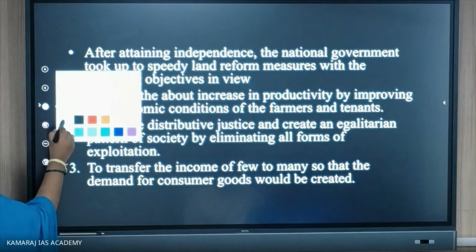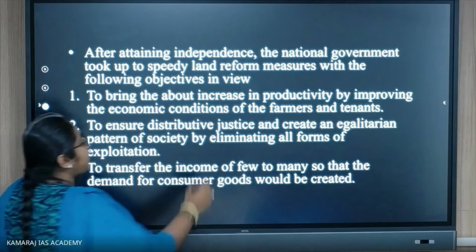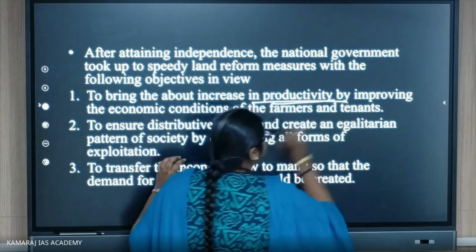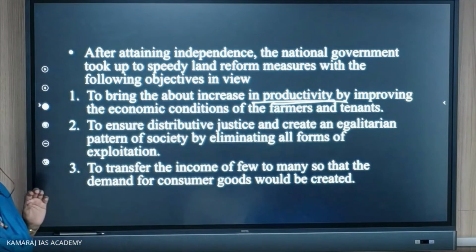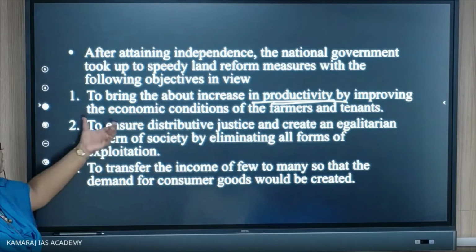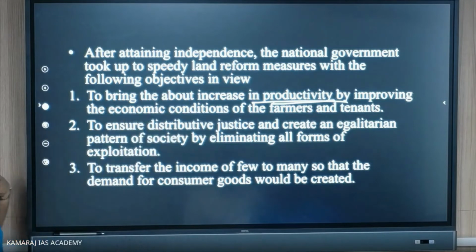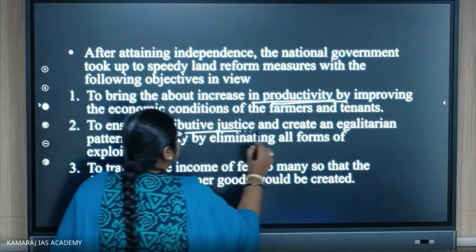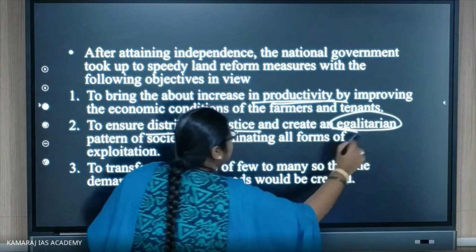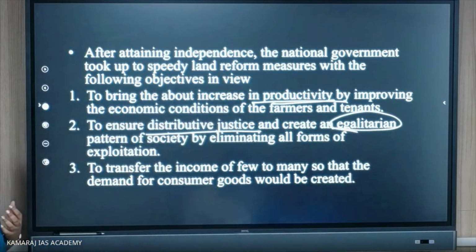So the first major aim was to increase productivity. Productivity means increasing the total yield of the agricultural land, by improving the economic conditions of farmers and tenants. And the second one, to ensure distributive justice and to create an egalitarian society. In Tamil we call it Samatvam, egalitarian, Samatvamana Samudayam.